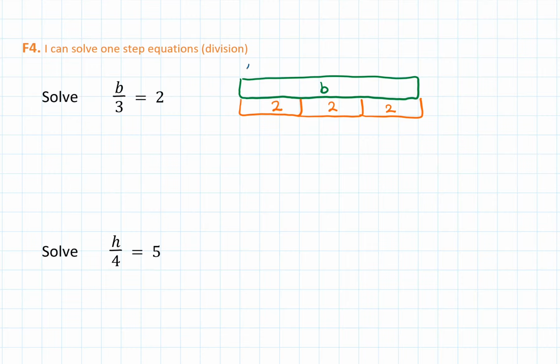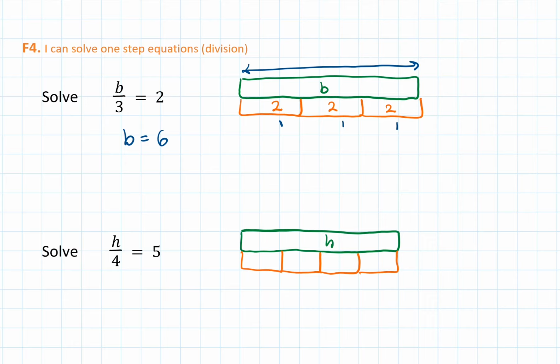To work out how much is B altogether, 1B will be 3 lots of 2. We need to multiply 2 by 3 because we have 3 lots of 2. Therefore B will be 6 because 3 times 2 is 6. Have a go at the next one and see if you can figure it out. H is being divided into 4 equal parts, where each part is 5. So to work out how much is H, we need to take 4 lots of 5. 4 times 5 is 20, therefore H equals 20.